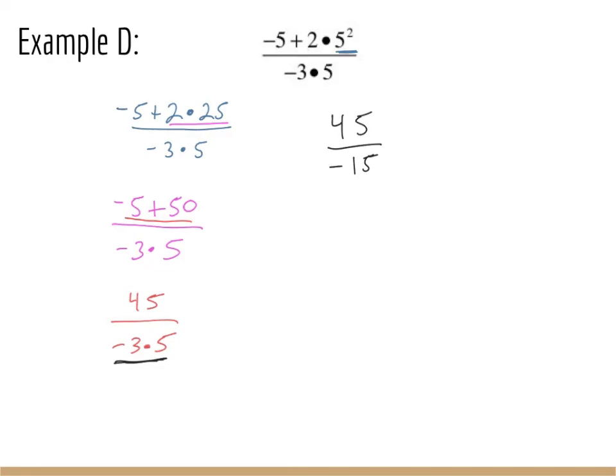So now I just have a fraction that I need to simplify, or I need to divide the top by the bottom. So 45 divided by negative 15, I can do that right in my calculator if I'm not sure, is negative 3. And I'm going to circle that so my teacher can easily find it on my paper. And that brings us to the end of this problem, and it brings us to the end of this video.